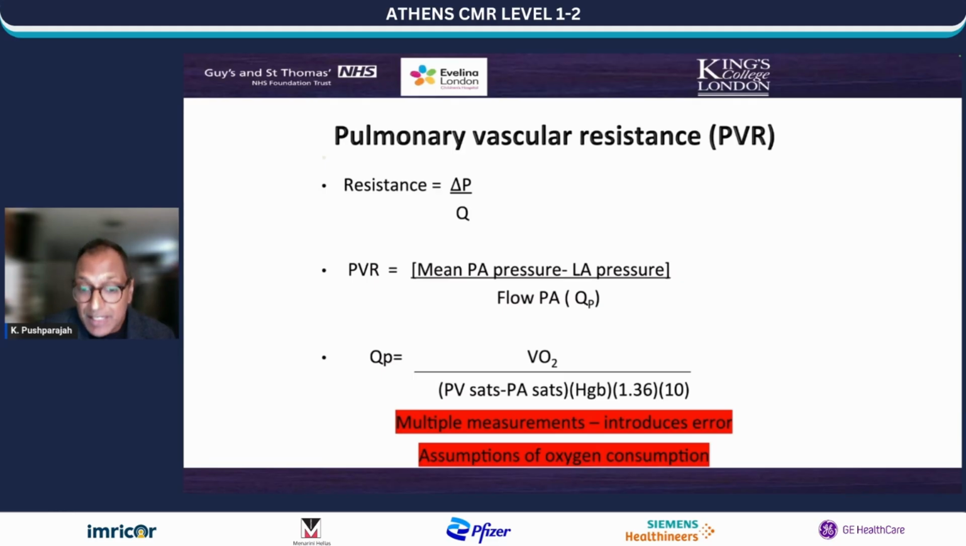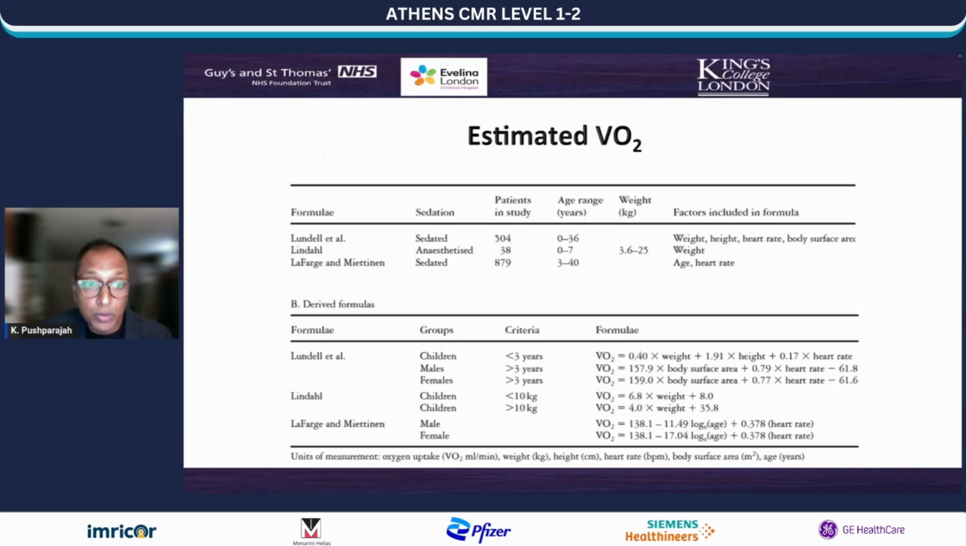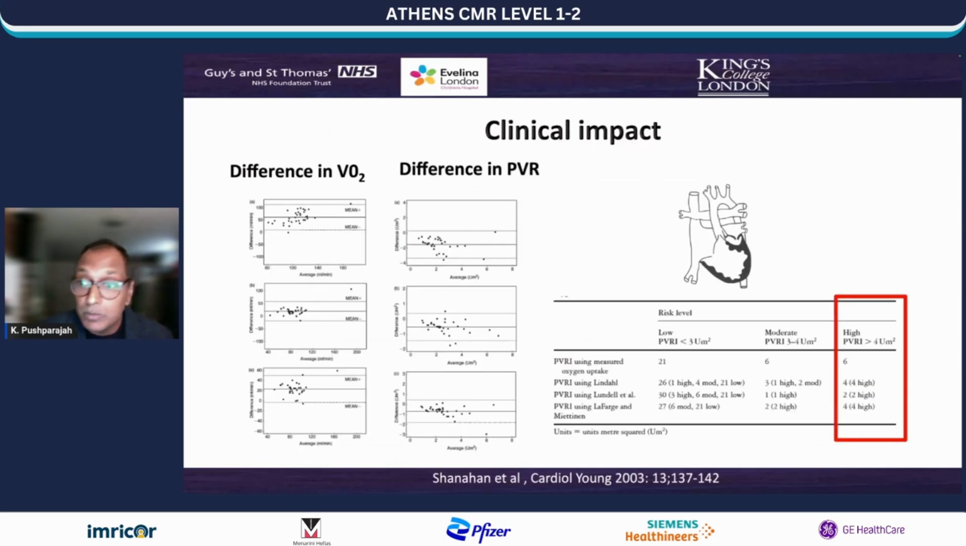And so these measurements are multiple, they introduce error, and they also make assumptions about oxygen consumption in different patient groups. And you can see here there are different formulae, which I won't dwell on, but effectively they don't really work very well, they're unreliable. And if you make a comparison with the same data in different groups, you get wildly different results. And in the same way, there is a huge clinical impact.